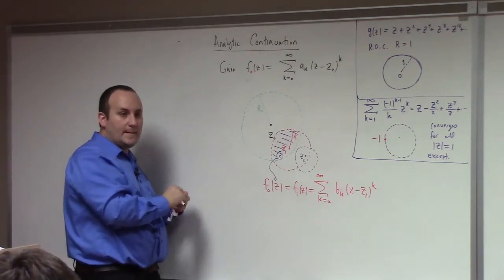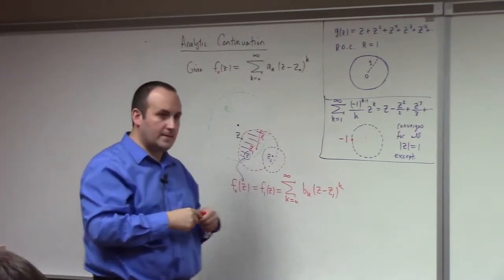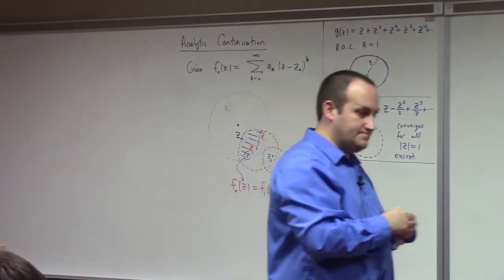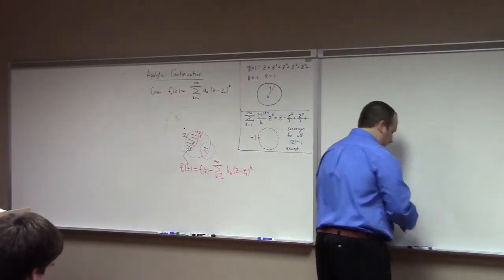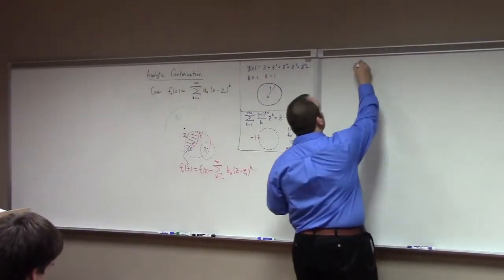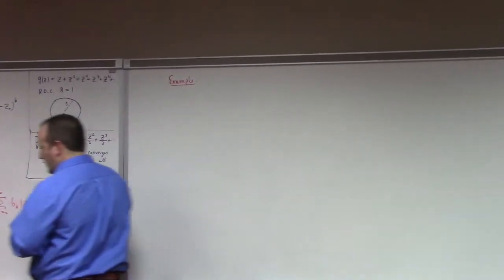Yes, sir? So for each of the translated radius numbers, do you want the new radius to get smaller every time? In my picture, it does, but it doesn't have to. For example, the radius can get bigger. Let me show you that.